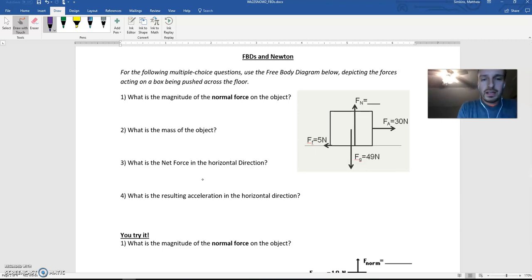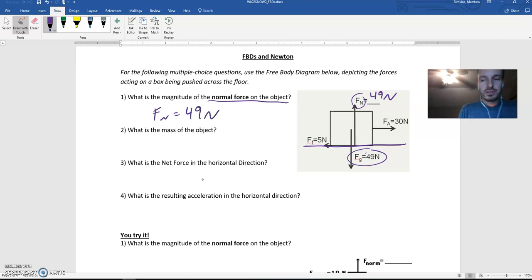So here we go. What's the magnitude of the normal force? Well, the normal force is this upward force, and if you're sitting on a surface, then the force down has to equal the force up. So the normal force has to be 49 newtons. Where did I get that from? I got that from the force of gravity down has to be equal to the normal force up. So that's not too bad. Magnitude of the normal force is 49.